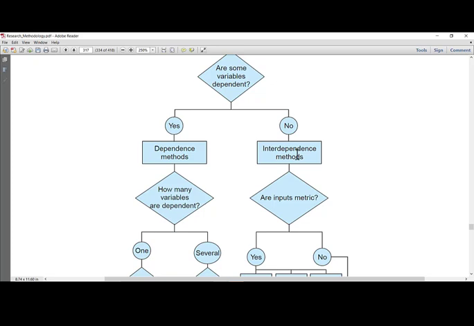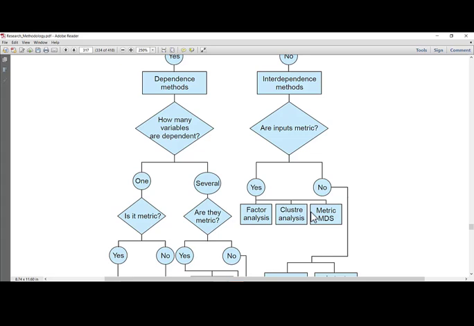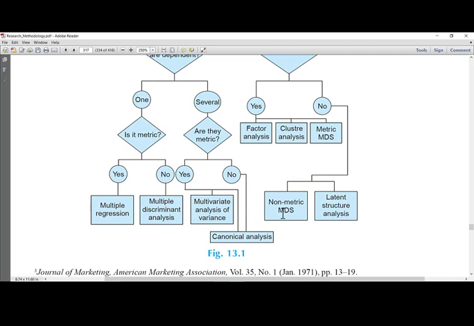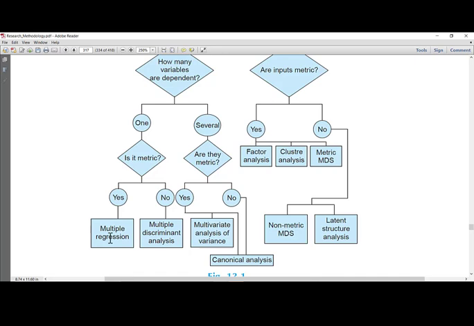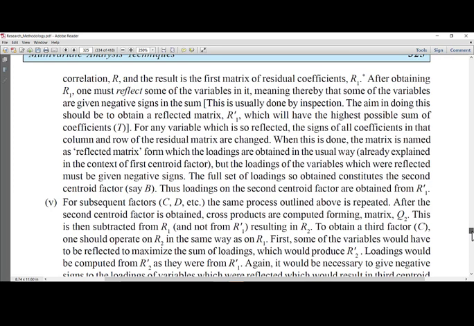Then all inputs metric. Here we have factor analysis and cluster analysis and metric MDS. If it is no, then there are other methods, non-metric MDS, latent structure analysis. And now this point we have to remember, this multiple regression we have covered, and then some introduction is given related to the multivariate analysis, and then the factor analysis. And I hope you have understood the multiple linear regression analysis. Before that, simple linear regression. After simple linear regression, multiple linear regression. Then in factor analysis, centroid method and principal components method.